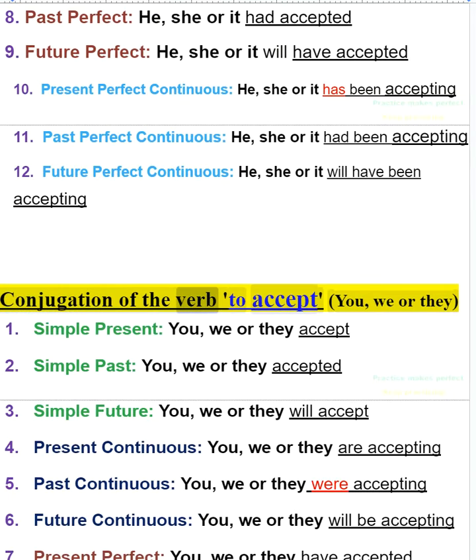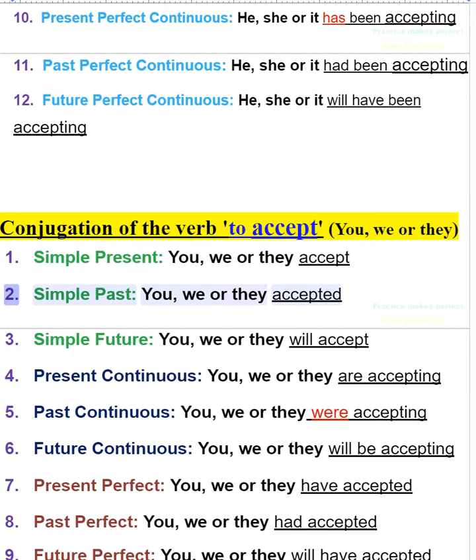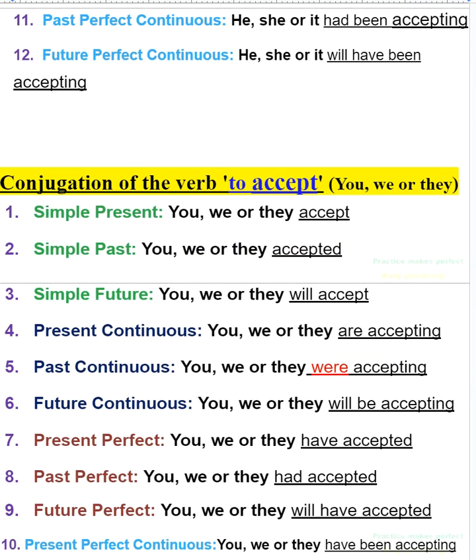Conjugation of the verb to accept. You, we, or they. 1. Simple present. You, we, or they accept. 2. Simple past. You, we, or they accepted. 3. Simple future. You, we, or they will accept.